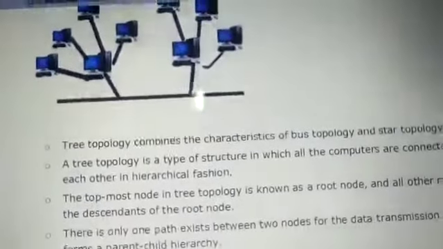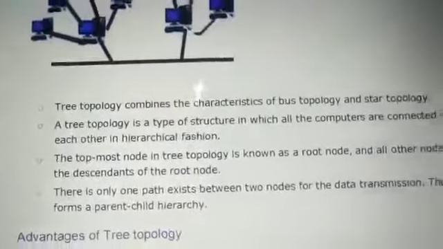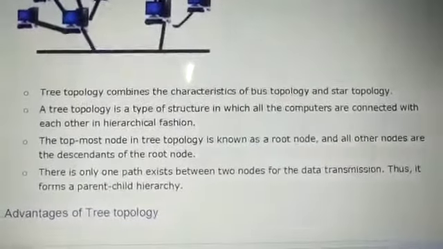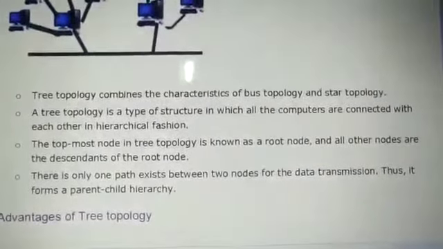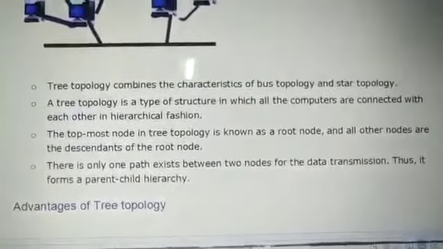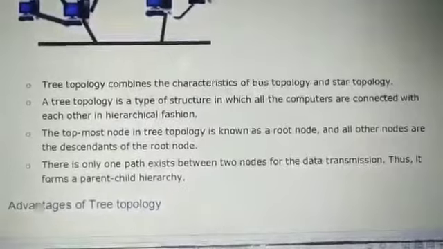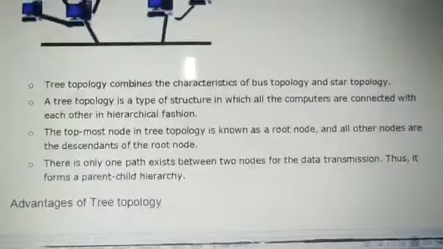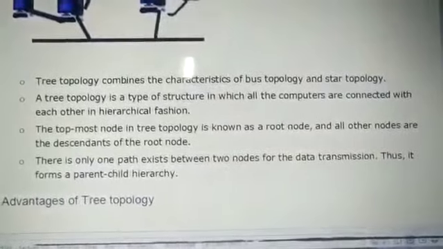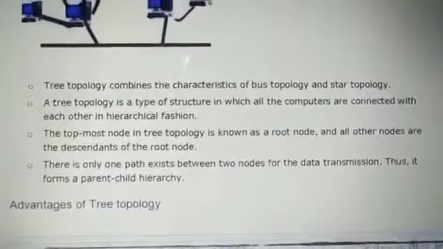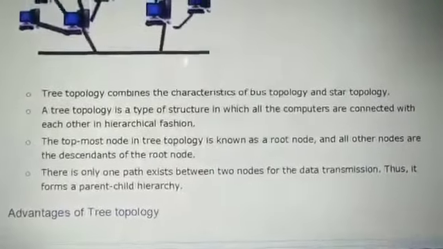Okay, let's go through these points once. Tree topology combines characteristics of bus and star topology, because star has one single hub, while the passive hub just acts like a connection, like a bus topology. So a tree topology is a type of structure in which all the computers are connected with each other in a hierarchical fashion. Okay, what is a hierarchical fashion?